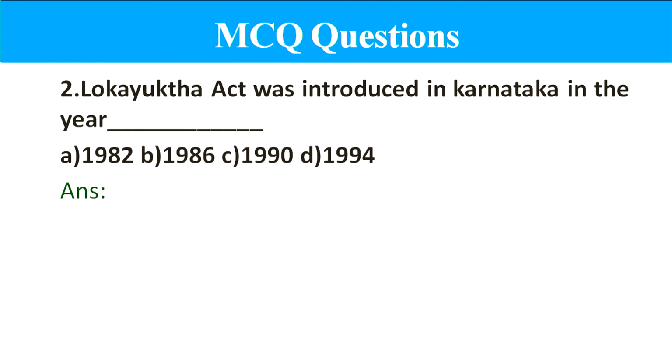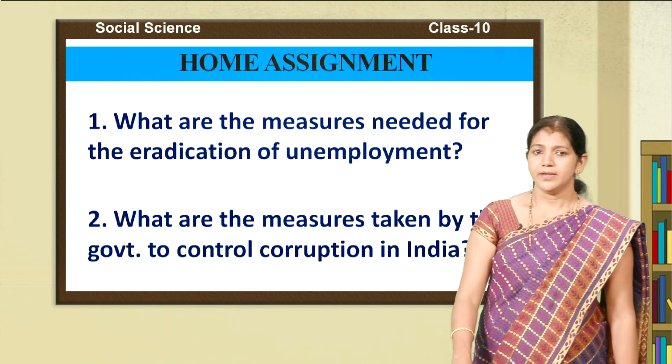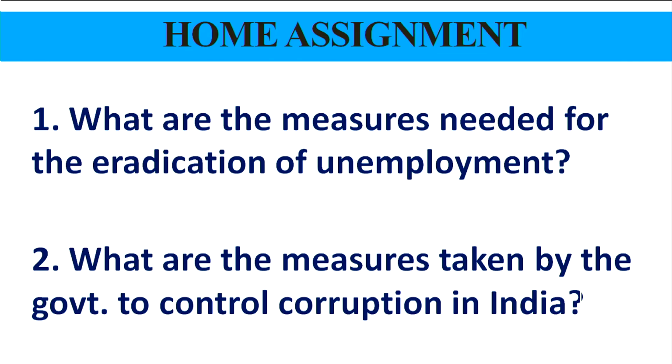These are most important questions. B option is the correct answer. Lokayukta Act was introduced in Karnataka in the year 1986. Students, write down these questions, that is home assignment. The first question is, what are the measures needed for the eradication of unemployment? One more question, children. What are the measures taken by the government to control corruption in India?